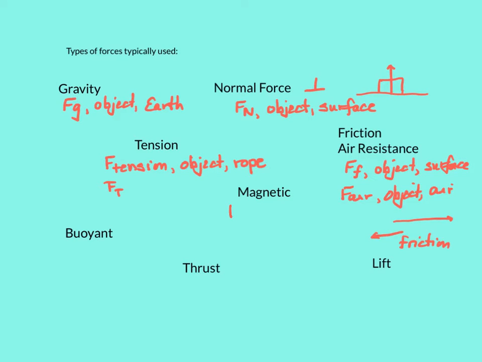A magnetic force, okay, again, is always on your object. Notice that we're always talking about a force on the object. In this case, it would be by a magnet. Okay. A buoyant force is kind of like when you have a cork floating in water. Okay, so this is your buoyant force on your cork by the water.